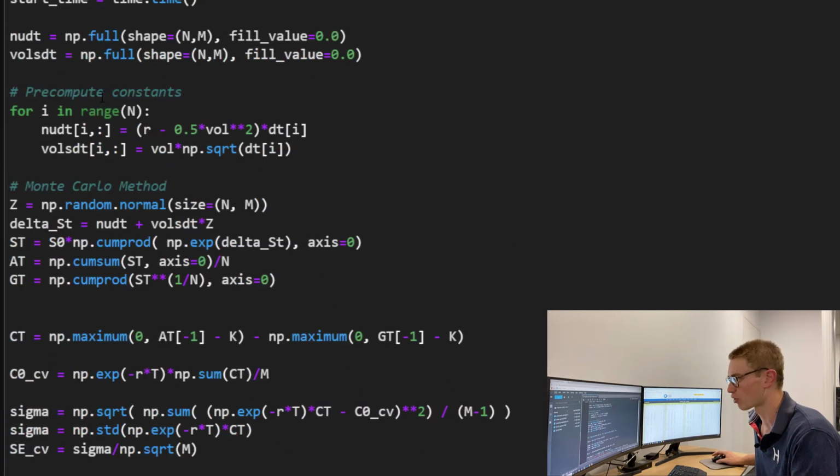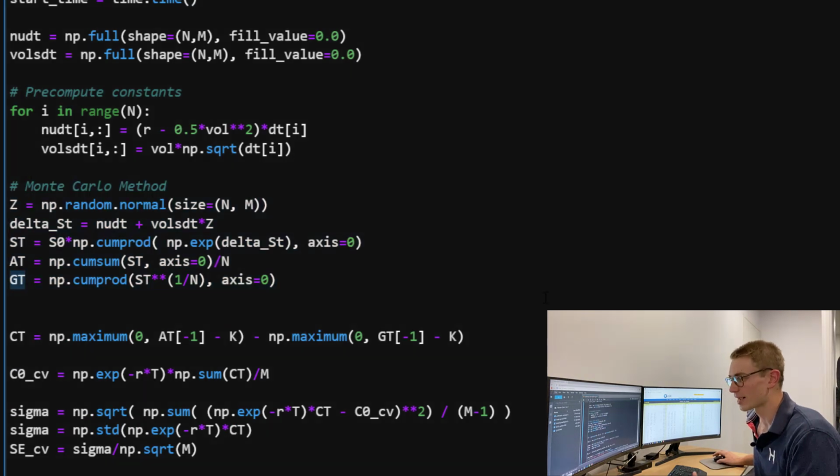So let's get into it. We price exactly the same way. So now we're calculating GT, which is just the geometric average.